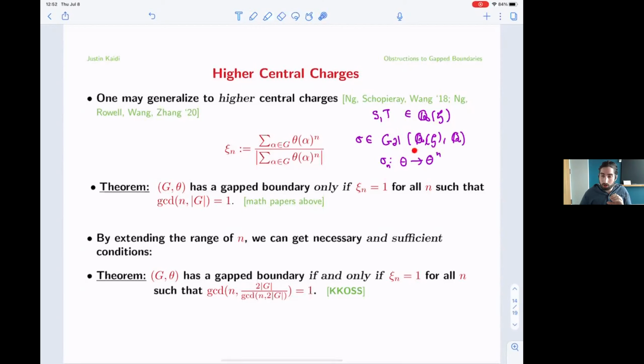And from this result here, we see that the higher central charges are just the usual chiral central charges for the Galois conjugate. So what we're saying, in a sense, is that for a theory to have a gap boundary, it does not suffice for that theory's central charge to vanish. You actually have to check all of the elements, or at least the ones satisfying this, the elements in the Galois orbit, and you have to check that those theories' central charges also vanish. This might not be very satisfying physically, but it's one interpretation.